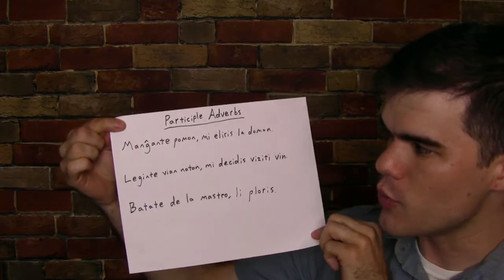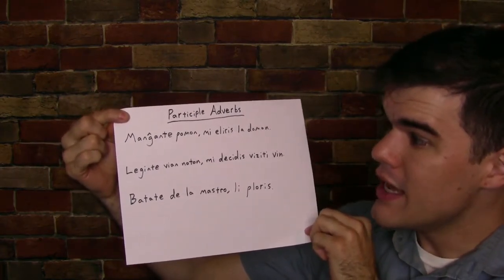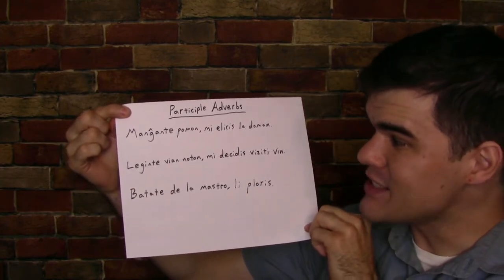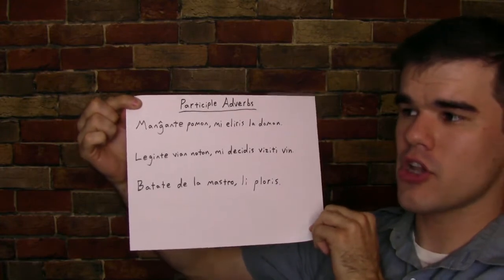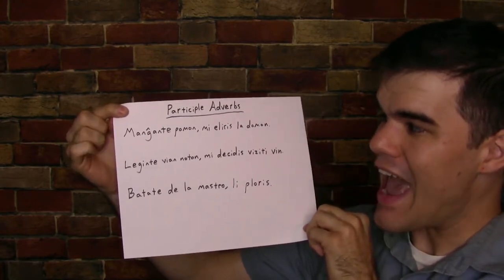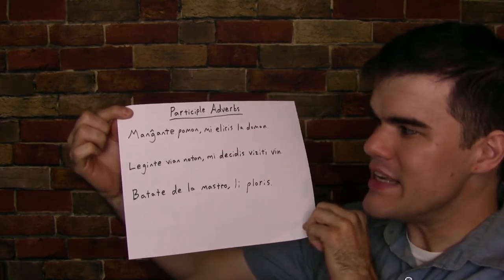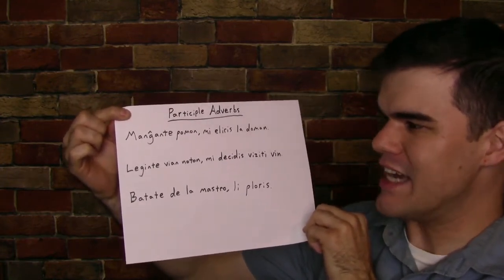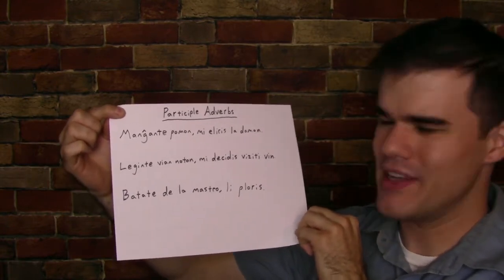Finally, we're going to look at the participle adverbs. These are a little more advanced, but I'm going to introduce them to you so you can start understanding what's happening here as well. Mangiante pomon mi eliris la domon. While eating an apple, I exited the house. Okay, so that's if you have a modifying clause there, you would simply use the adverb form. Otherwise, you'd have to say, dum mi estas mangianta pomon mi eliris la domon. Okay, that's really long and a waste of space, right?